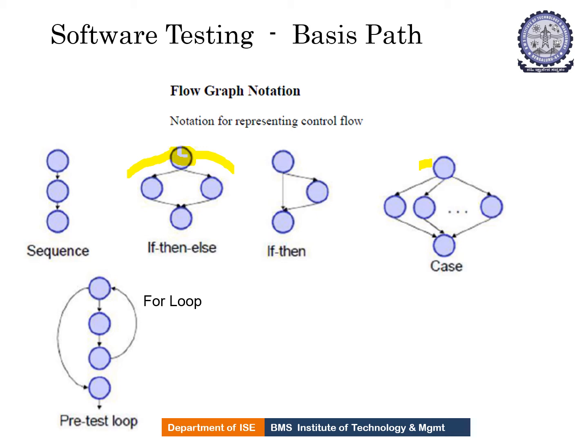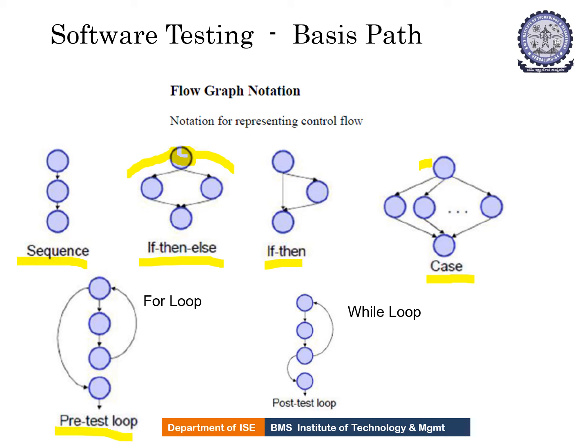We have the for loop. A for loop is always called a pre-test loop. It checks the condition at the entry, then it gets into the program segments. Then we have the post-test loop, where the condition is tested at the end. In the for loop, the condition is tested at the beginning. In the while loop, the condition is tested at the end. So these are the flow graph notations we are using: sequence, if then else, if then, case, pre-test loop, and post-test loop.